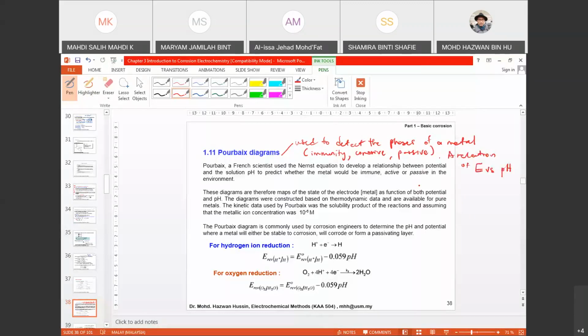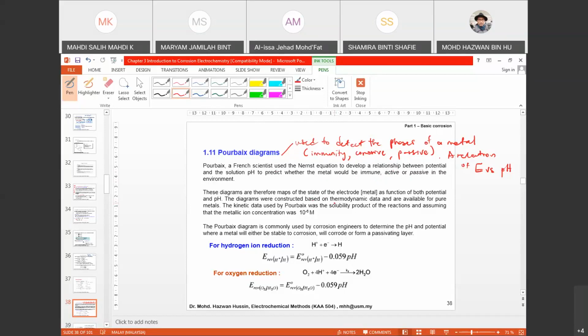The name itself is actually invented by a French scientist that used the Nernst equation to develop a relationship between potential and the solution pH, and to predict whether the metal will be immune, active, or passive. Active means corrosive, right? This diagram therefore maps the state of the electrode as a function of both potential and pH.